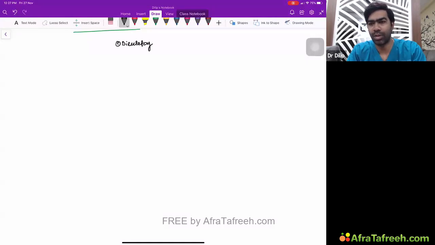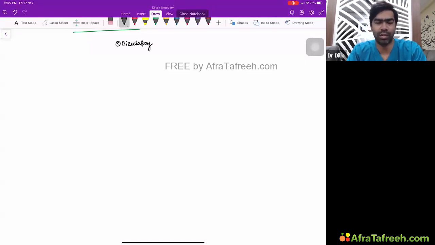Dieulafoy artery, which is the common location in the stomach? Of course, I told you all the 4 areas are in the stomach. So where is it located? No idea. It's not located in the GE junction. It is typically located in the fundus. So that is the usual location, usually 6 centimeters from the esophagogastric junction.